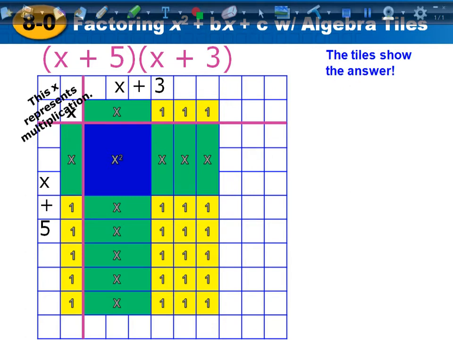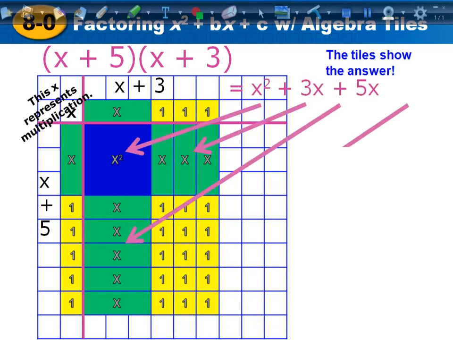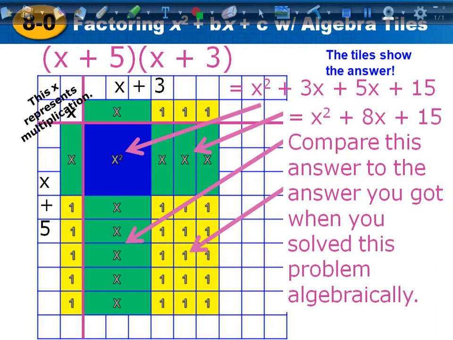So to get my answer, I look and say, okay, I have one x squared piece. I have 3 x pieces here, 5 there, and 15 unit pieces. So when I put my 3 x pieces here and my 5 x pieces here together, I get 8x. Okay. So let's compare this answer to the answer you got when you solved this problem algebraically, which we did just a minute ago, and we got exactly the same answer.